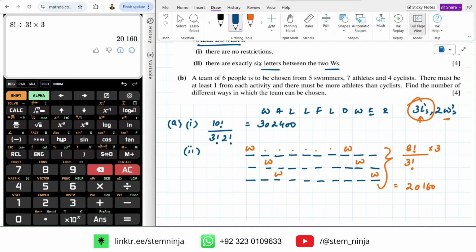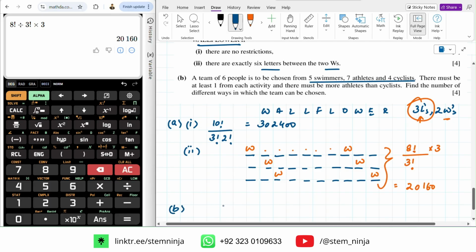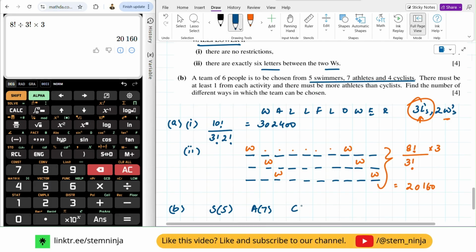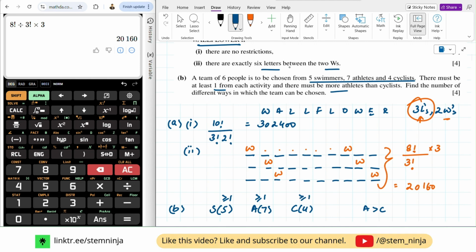Now, a team of 6 people is to be chosen from 5 swimmers, 7 athletes, 4 cyclists. So let's do that. Swimmers are 5, athletes are 7, cyclists are 4. There must be at least one from each activity, and there must be more athletes than cyclists. Find the number of different ways this team can be chosen.